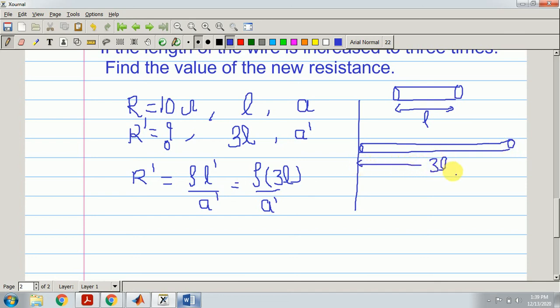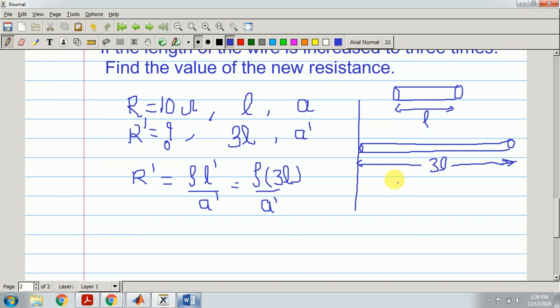Now tell me, will the area remain constant or will it change? Ultimately, of course, with the figure also you can observe that the area is reduced. So now see how to find the area.